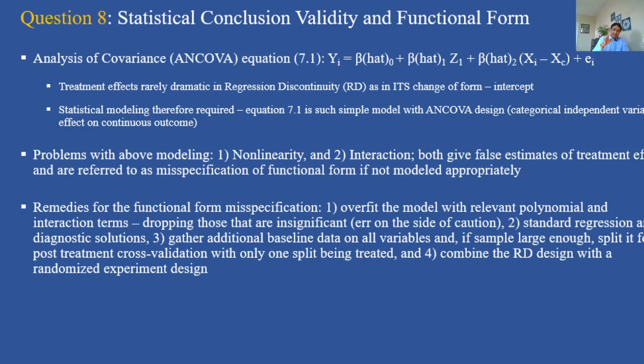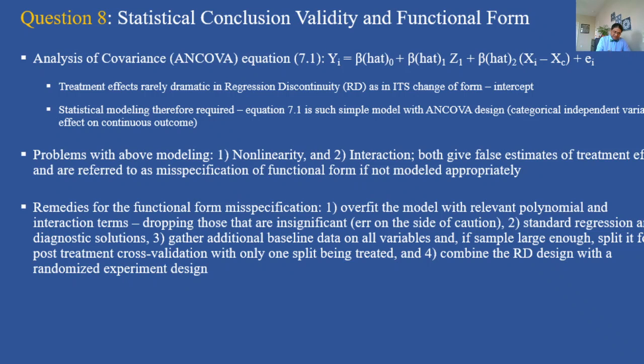That is rarely seen in a regression discontinuity design, which then means that we need to apply statistical modeling to tease out the effect. So equation 7.1 is a simpler form of such modeling. It uses analysis of covariance, or ANCOVA, which is basically assessing the effect of a categorical variable on a continuous dependent variable. It is a blend of ANOVA, analysis of variance, and regression models.